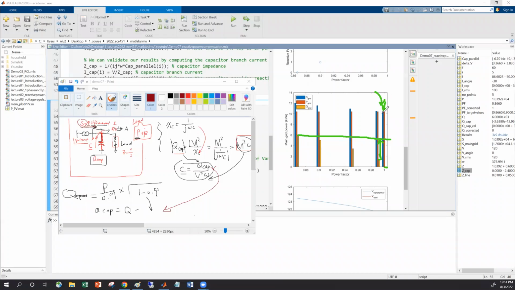So this will reduce the losses along the way, and then also reduce the current needed from the grid. So this current will be reduced. And then because the grid only needs to provide the real power, along the way there's less losses as well. Okay, so this is the value of why we need to do that.